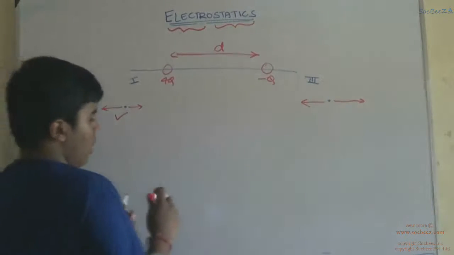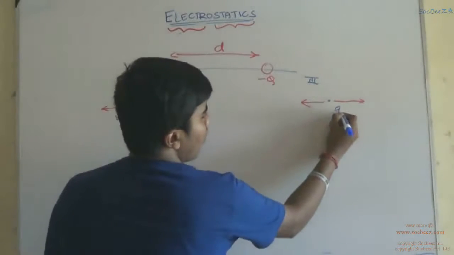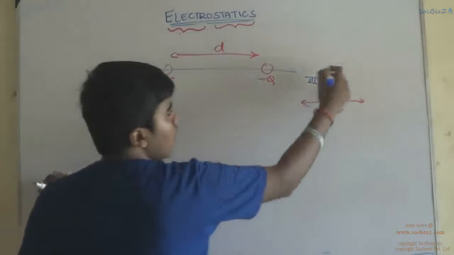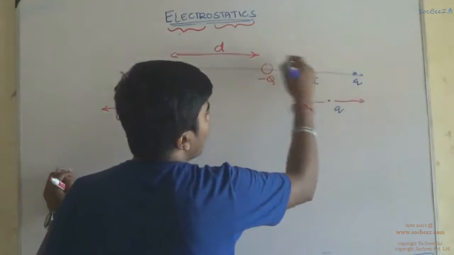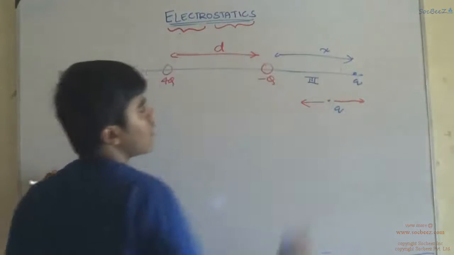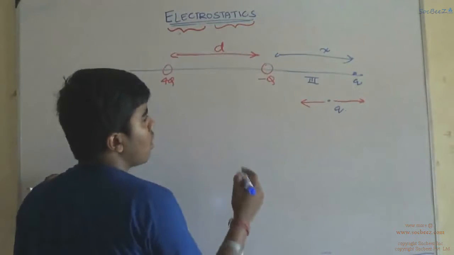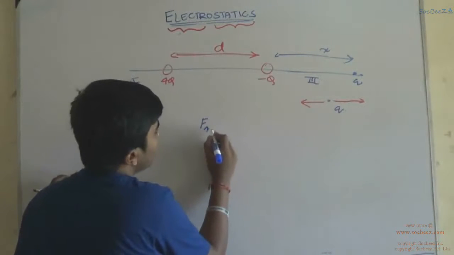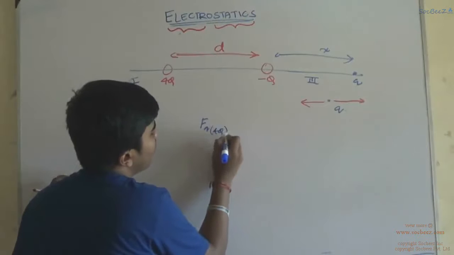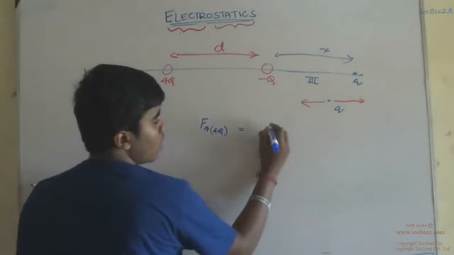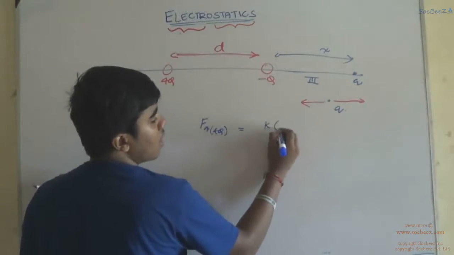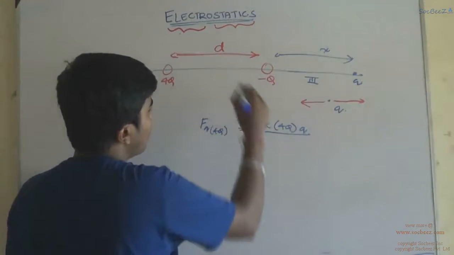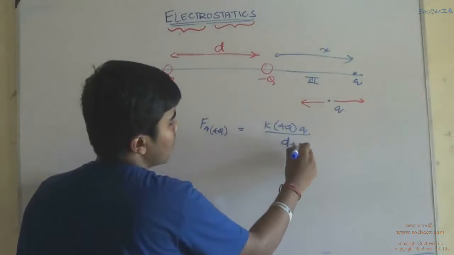Now let's suppose we have a charge of magnitude q in region 3. Let it be here, and let this distance be x. So what is the force on q? The force on q by 4q will be equal to k times 4q into q by (d plus x) square.